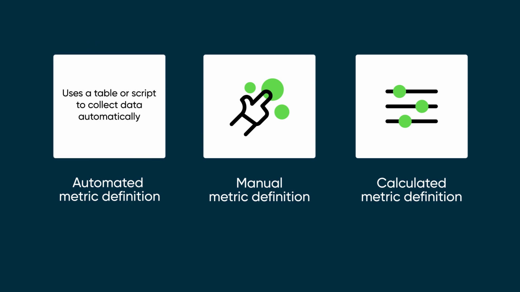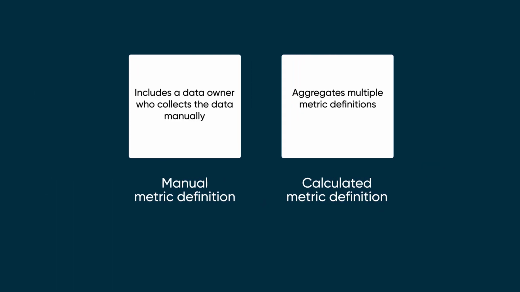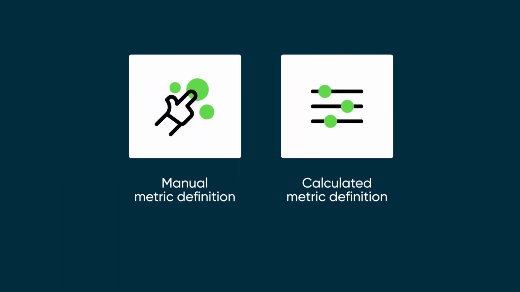An automated metric definition uses a table or script to collect data automatically. A manual metric definition includes a data owner who collects the data manually, and a calculated definition aggregates multiple metric definitions. For this video, we'll create metrics using the manual and calculated metric definitions.